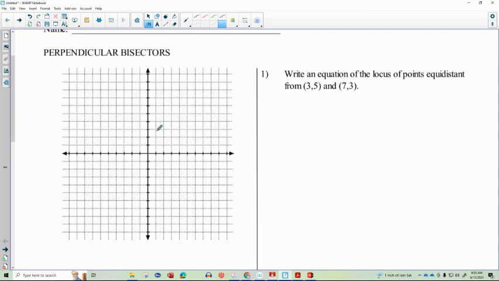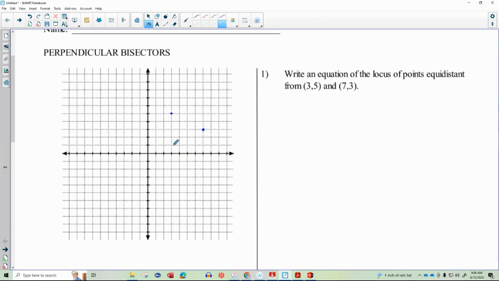So here we go. I'm going to give you graph paper, so you might as well put the points on there. So 3, then 1, 2, 3, 4, 5. It's right there. And 7, then 4, 5, 6, 7, and 1, 2, 3 is right there.